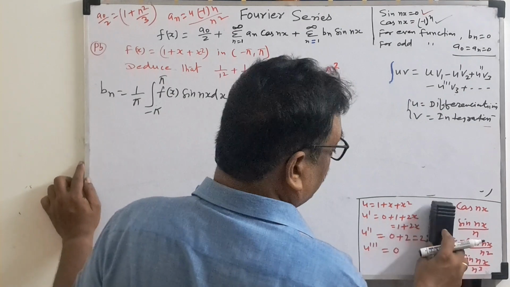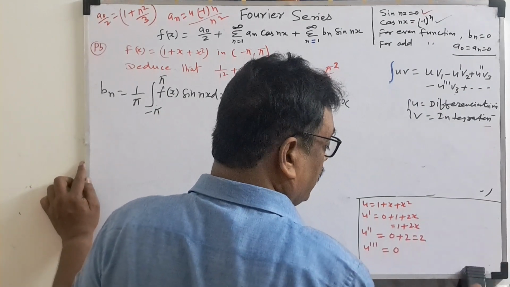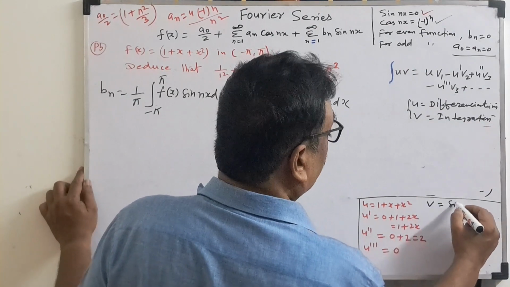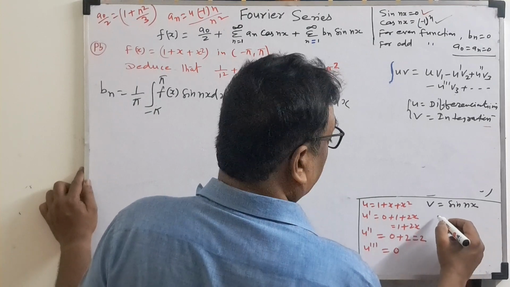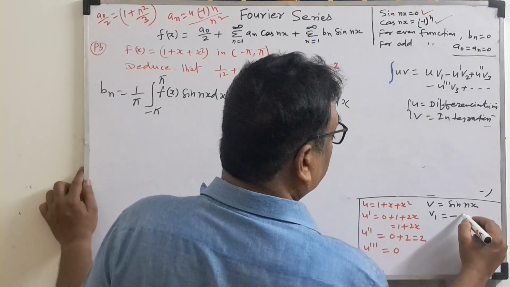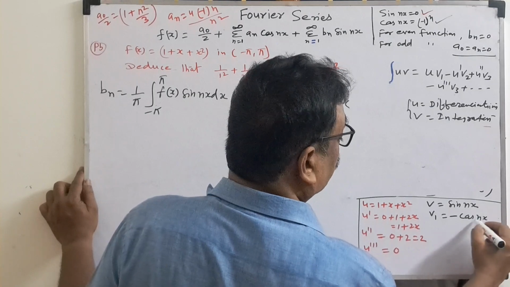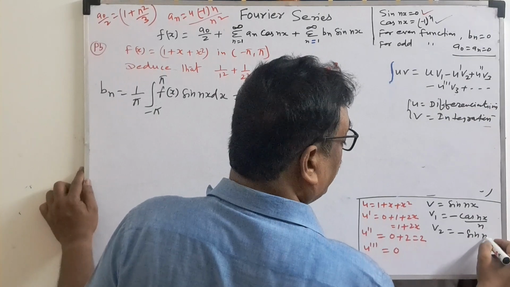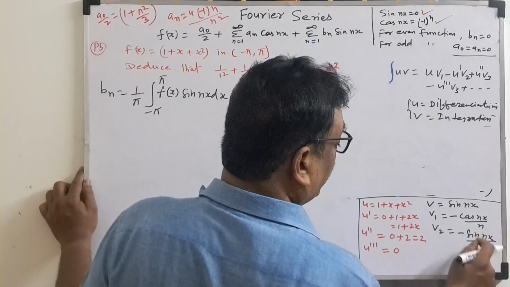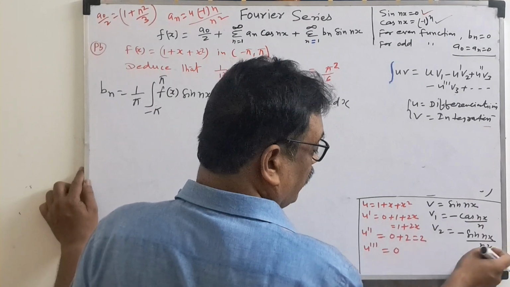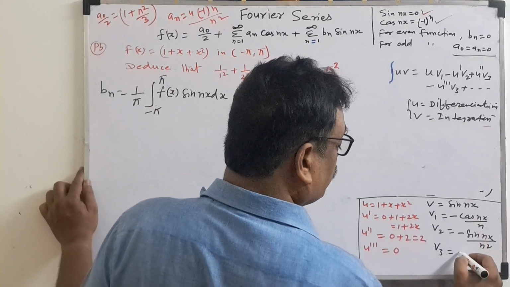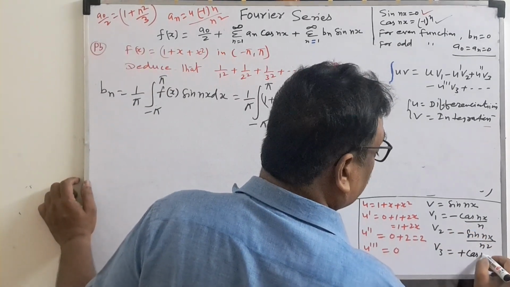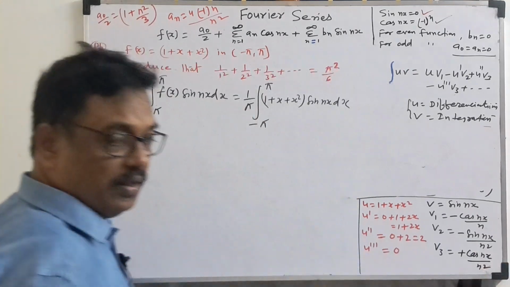Now this part we will rub it, and we'll write here v, v dash, because u will be the same. So write here v equal to sine nx. v1 is equal to minus cos nx by n. v2 is equal to minus sine nx by n square, because one more n will come. Sine divided by n, again one more n. v3 is equal to minus minus plus, because integration of sine itself is minus, so minus minus plus, cos nx by n square.